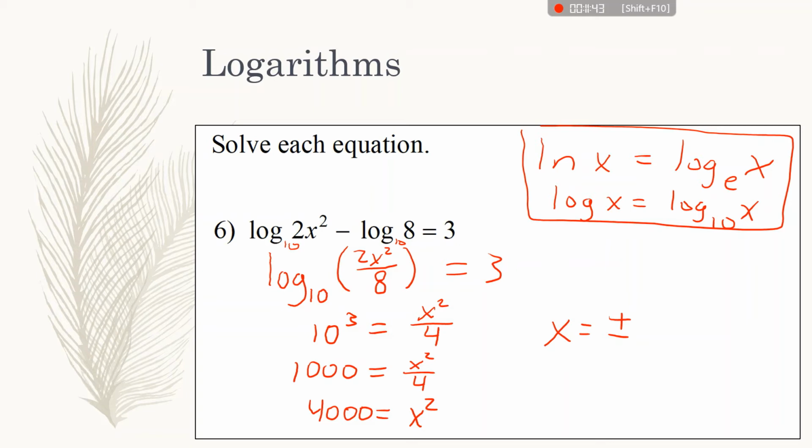Do we just keep it radical on the test? Yeah, you can keep it radical. It's better to keep these as either logarithms or radicals, because then we're not rounding.